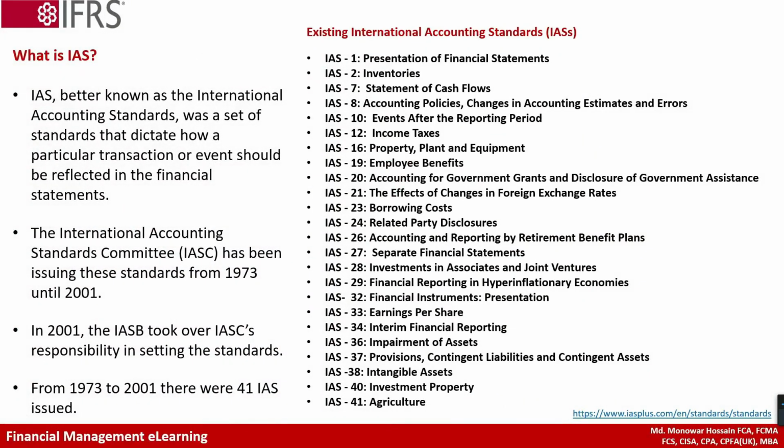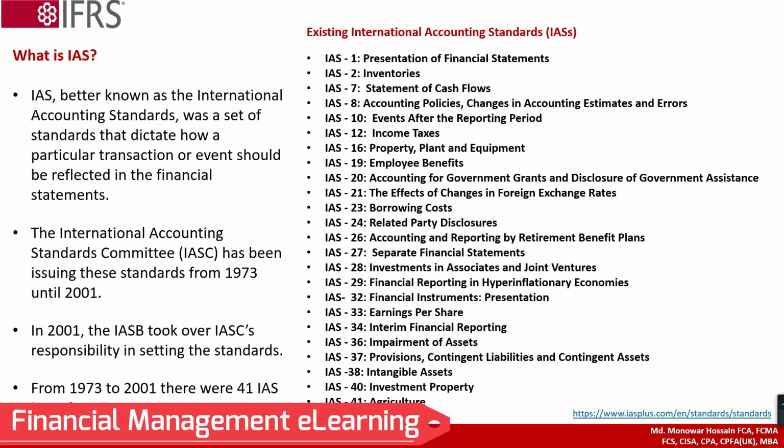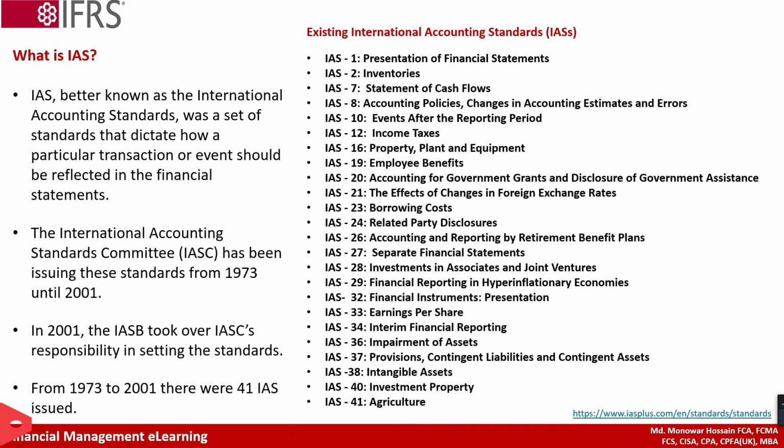So what is an International Accounting Standard? IAS, better known as International Accounting Standards, was a set of standards that direct how a particular transaction or event should be reflected in the financial statements. The International Accounting Standards Committee issued these standards from 1973 until 2001. In 2001, the IASB took over the Committee's responsibilities in setting the standards. From 1973 to 2001, there were 41 International Accounting Standards issued.